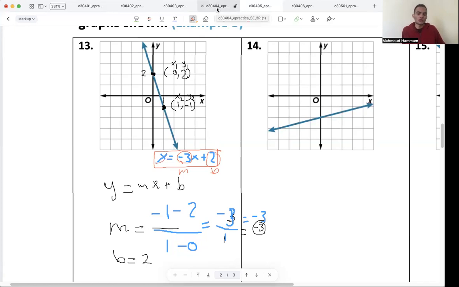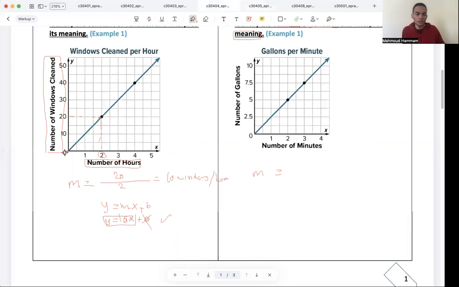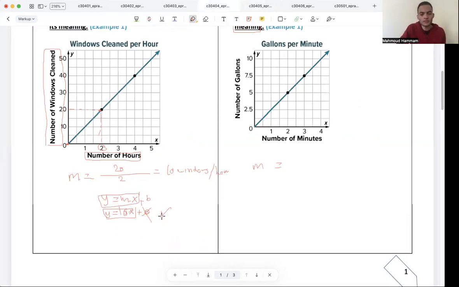Okay, so this is regarding the graphs. If the line is cutting the y-axis, we have a b. But if it is not cutting the y-axis, it's passing through the origin, b is 0, so we can just say y equals mx. So this is regarding graphs.